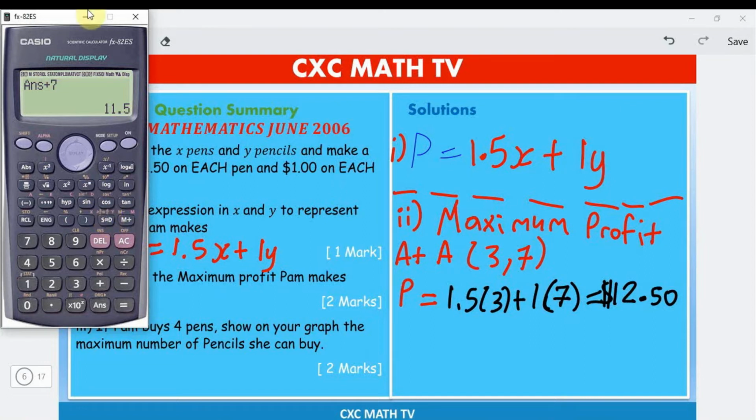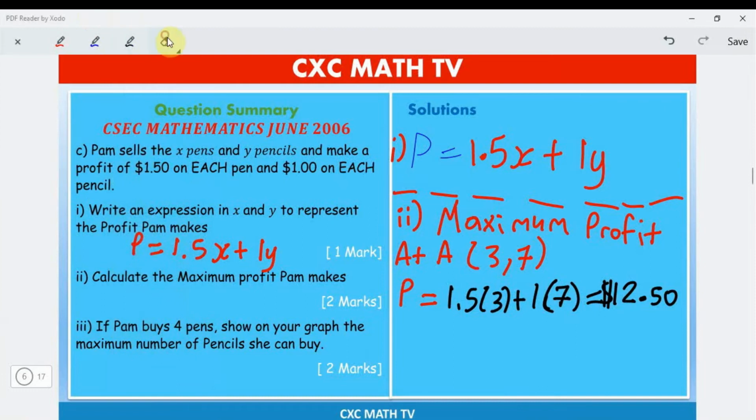All right, so you're laughing at me. I know you're saying, look how I'm telling you to not use your calculator, and look at that. I put 12.5 and it's 11.5. All right, so yes, laugh at me and say, see, use the calculator. If you're not that confident without the calculator, don't be ashamed to use a calculator. All right, so that's the profit made at A.